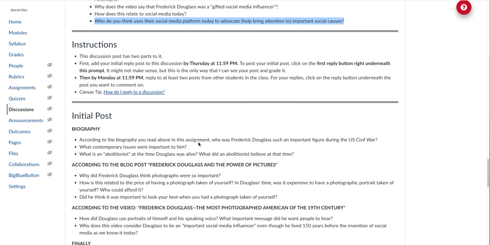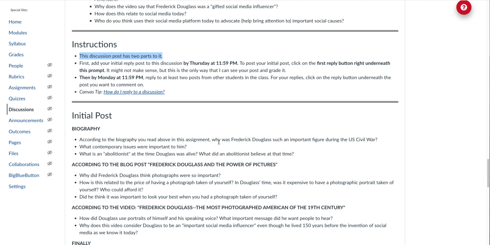All right. So the instructions, this discussion post has 2 parts. You're going to make your initial post to the discussion, and you have the due date, and then you're going to make your replies to 2 people.